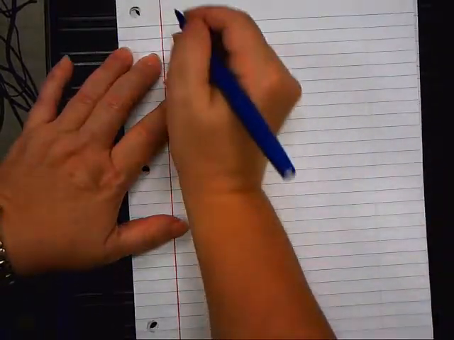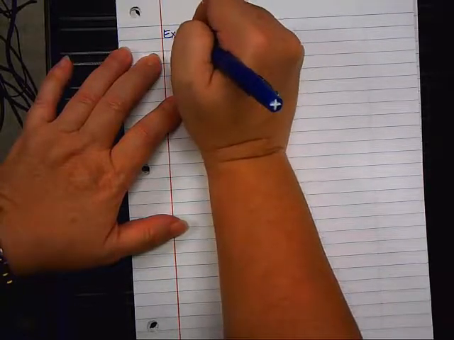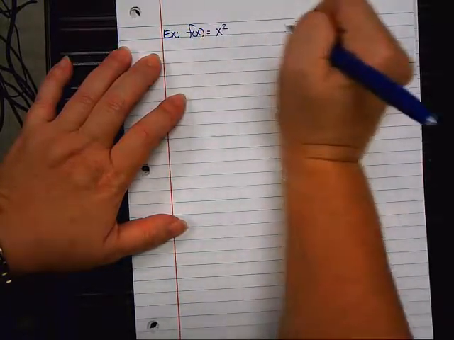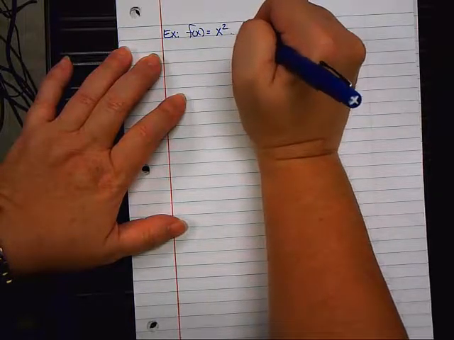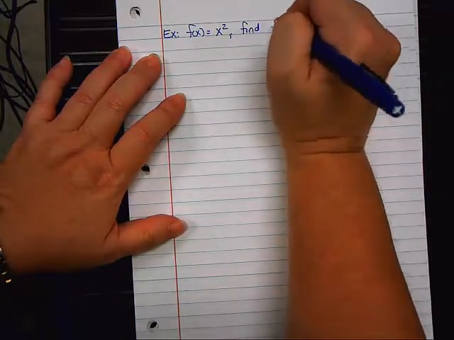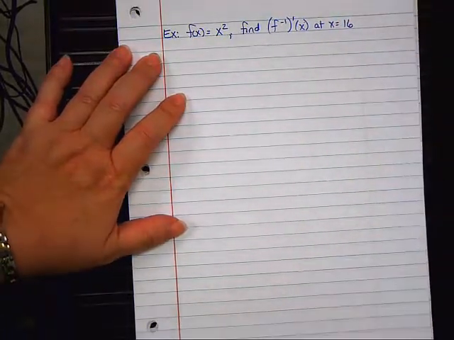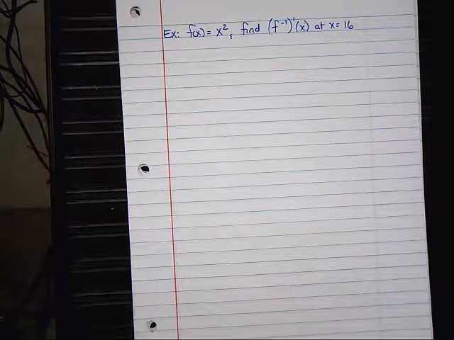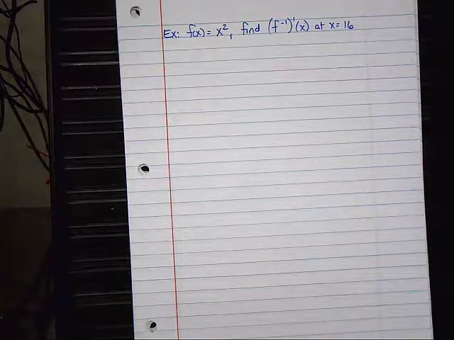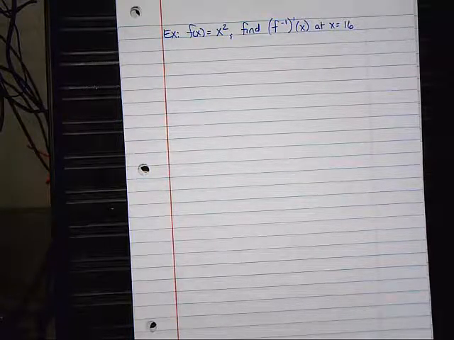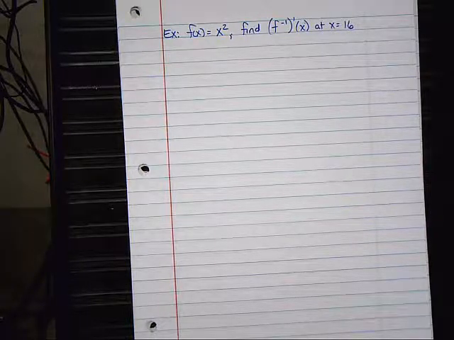So I'm going to a new sheet of paper. Let me show you what these problems are going to look like. Okay. Now we're going to start getting very colorful because it helps to keep everything straight. f of x equals x squared. Find f inverse prime of x at x equals 16. Okay, we're taking the same function we did a minute ago, but we're going to find the derivative of the inverse without even looking at the inverse.